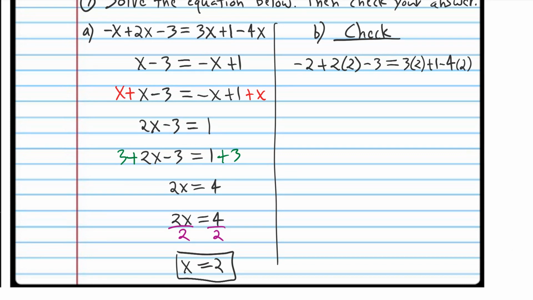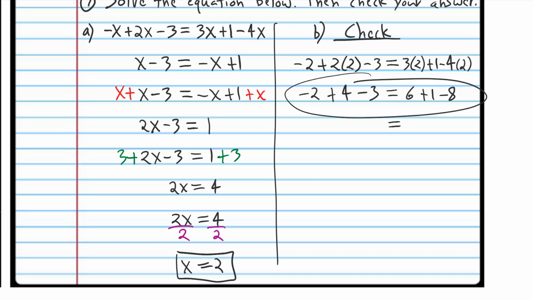And so now we just simplify. So we've got to use order of operations. 2 times 2 is 4. 3 times 2 is 6. 4 times 2 is 8. So again, this side should equal this side. And by the way, don't perform an operation on both sides of the equation when you're doing this. All we're doing is just evaluating each side of the equation.